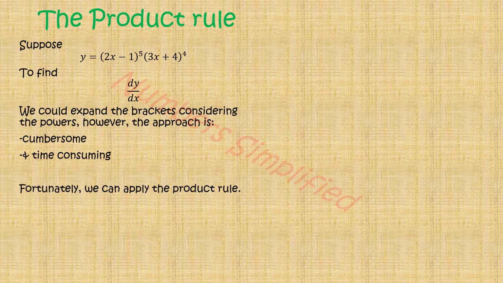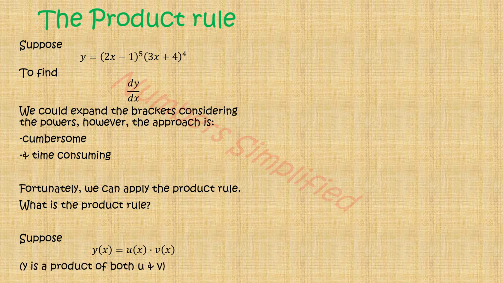Fortunately, we can apply the product rule. What is the product rule, one may ask? Now suppose that we have y of x is equal to u of x times v of x. Take note, y is a product of both u and v. Then dy/dx becomes d/dx of uv, which can be differentiated in this manner.